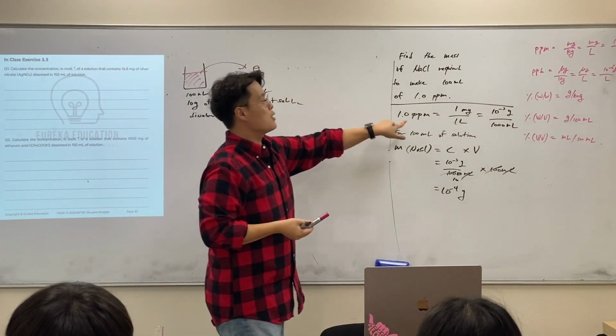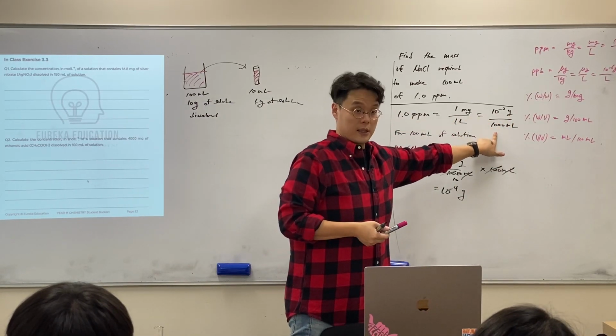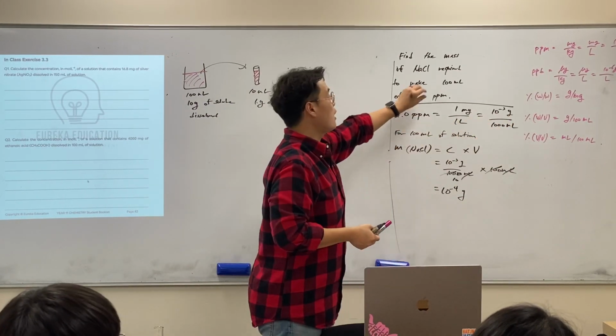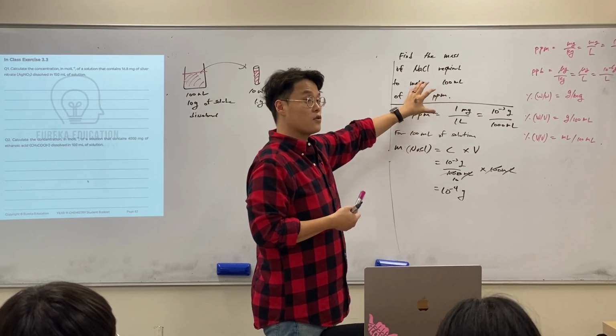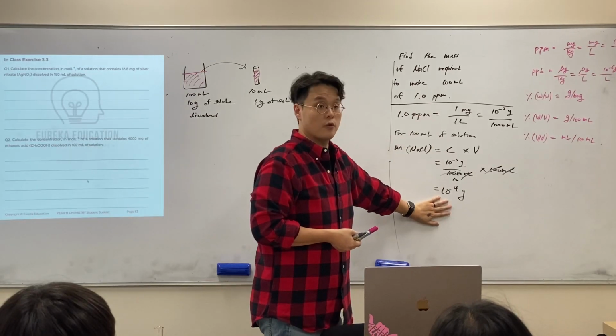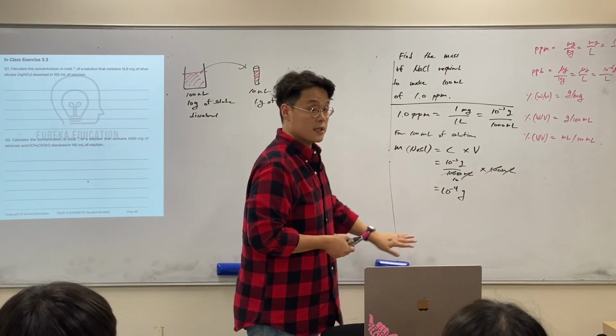What I'm trying to say here is 1 ppm is simply 10 to the minus 3 grams per 1000 milliliters. And I'm taking the 100 mils. Does it make sense? It means the amount of the solute I require for that is 10 to the minus 4 grams, following the ratio value. Does it make sense? Okay?